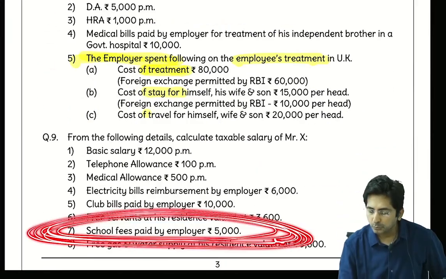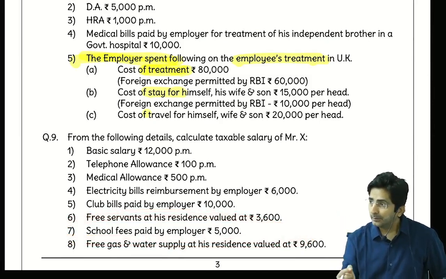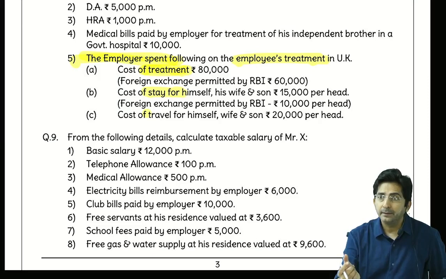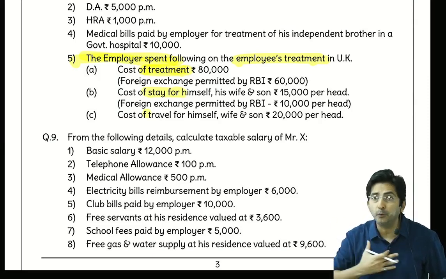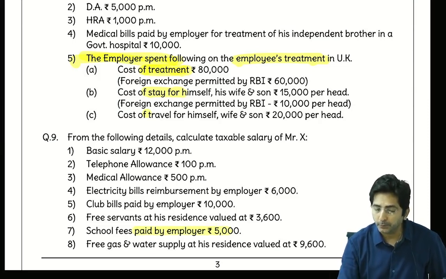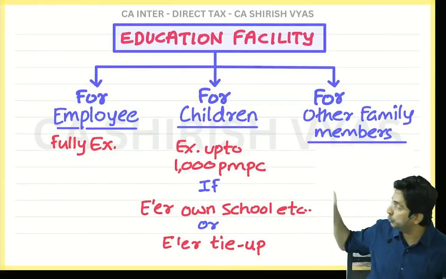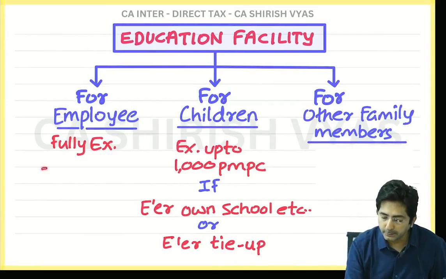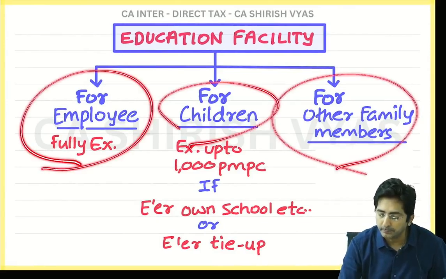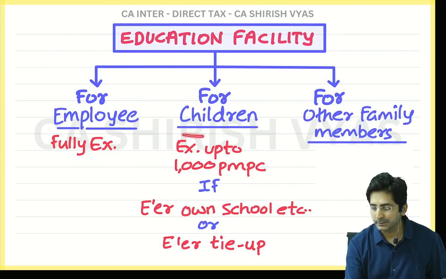Try this: school fees paid by employer. See, what is the sign of a perquisite? Paid by employer, reimbursed by employer, free. These are the words which will make you realize, oh, it's a perquisite. So tell me, can you see the words paid by employer? So it's a perquisite. Now you have to search in the chart. Tell me, is it education for the employee, children or other family members? School means obviously children.